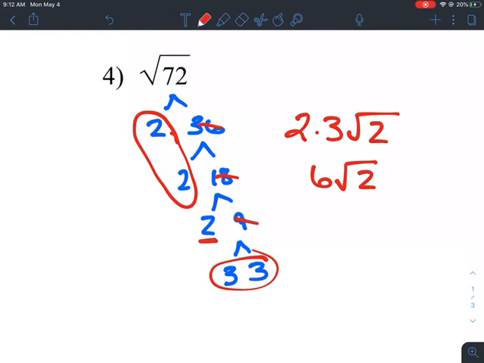None of my examples did this, but sometimes you do have more than one leftover that goes back in the radical, and if that happens, just multiply them together, just like you did the numbers on the outside. Okay. So good luck with simplifying.